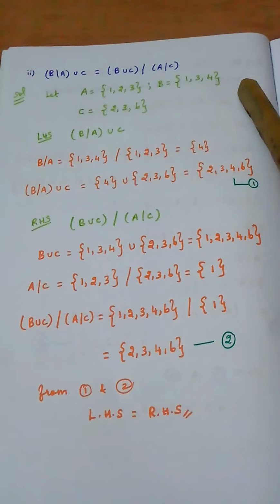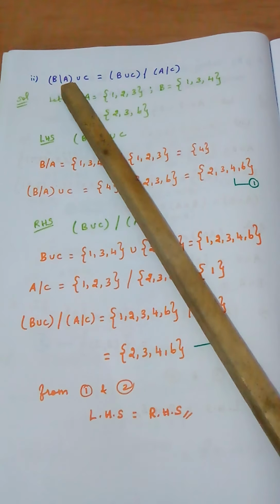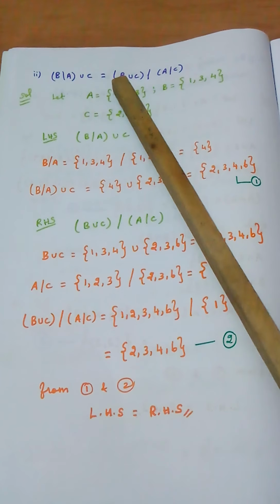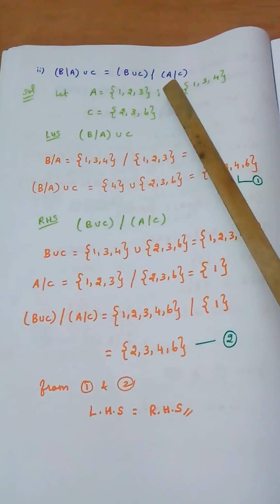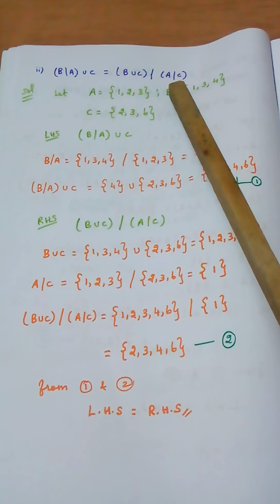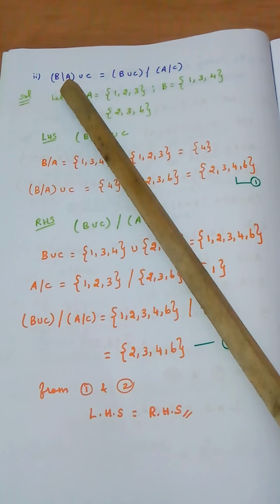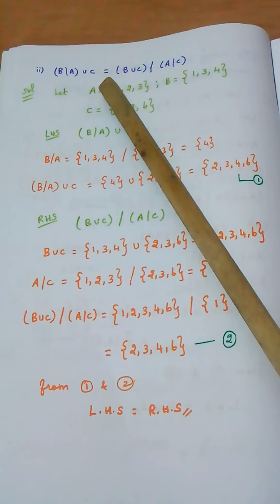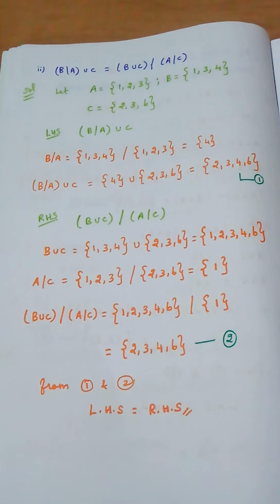Once I'll read out the question now. B difference (A union C) is equal to (B union C) difference (A difference C). This is how we have to read. Once again I'll read out. B difference (A union C) is equal to (B union C) difference (A difference C).